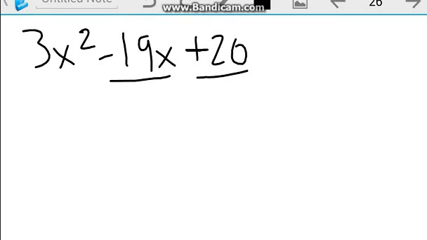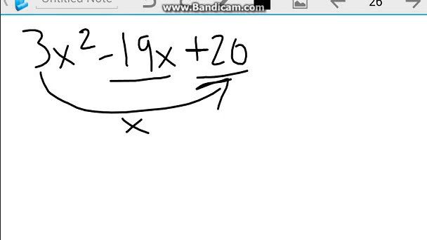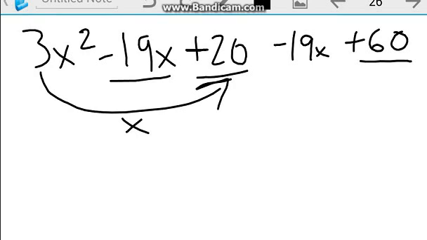So what we do, these particular quadratics will have an issue here. You want to take the coefficient of the first term, the 3 in the 3x squared, and multiply that by the product term. So 3 times 20 is 60. Now you want to find factors of 60 that add up to negative 19. Remember, since 60 is positive, our factors have to have the same sign. And since our sum is negative, they should both be negative.